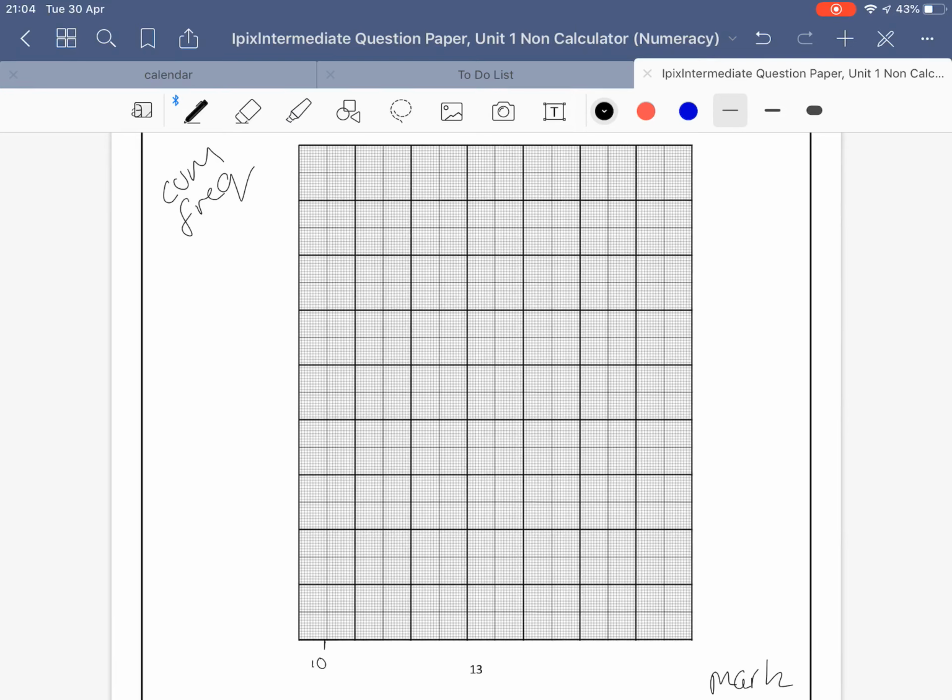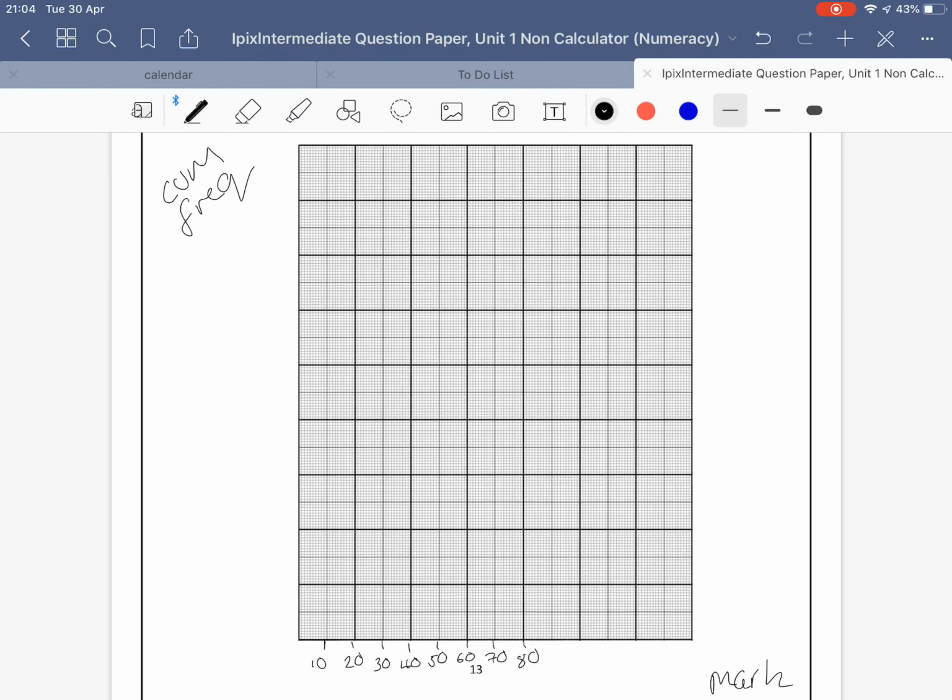So this here is going to be 10 marks. This is going to be 20. It's going to be 30. This is going to be 40, this is going to be 50, this is going to be 60, and this is going to be 70. And this is going to be 80. Cumulative frequency always needs to go on the side.